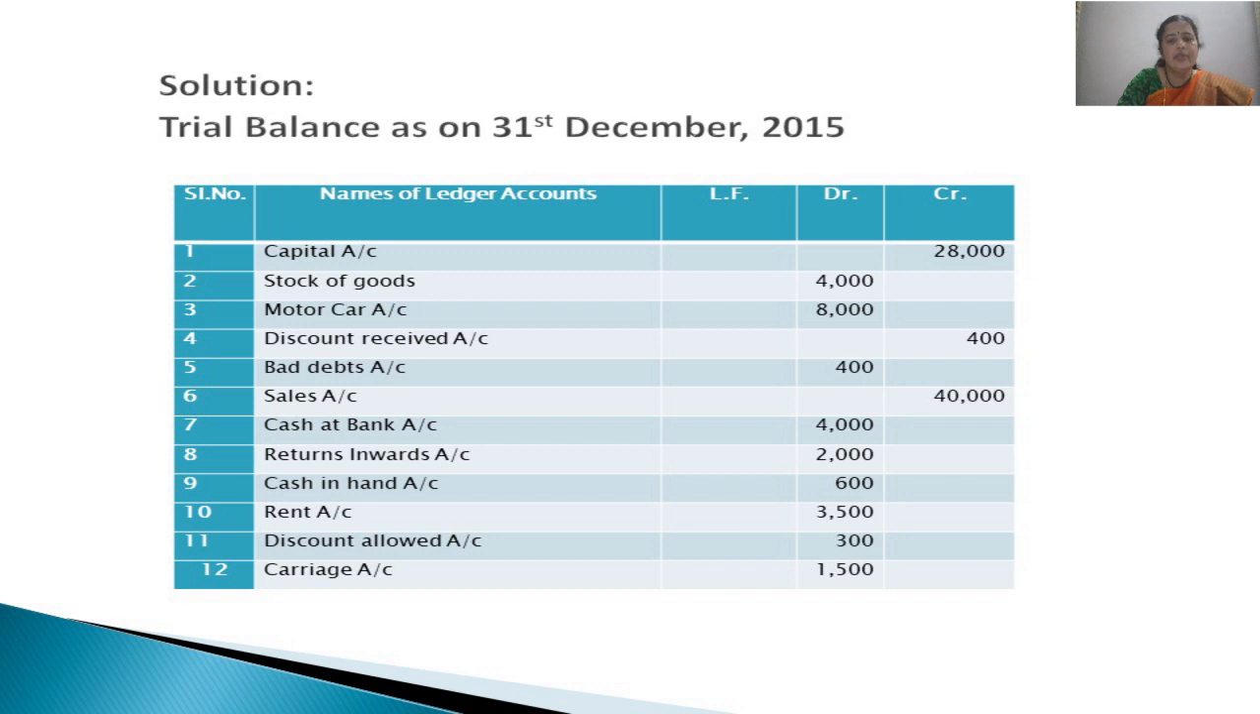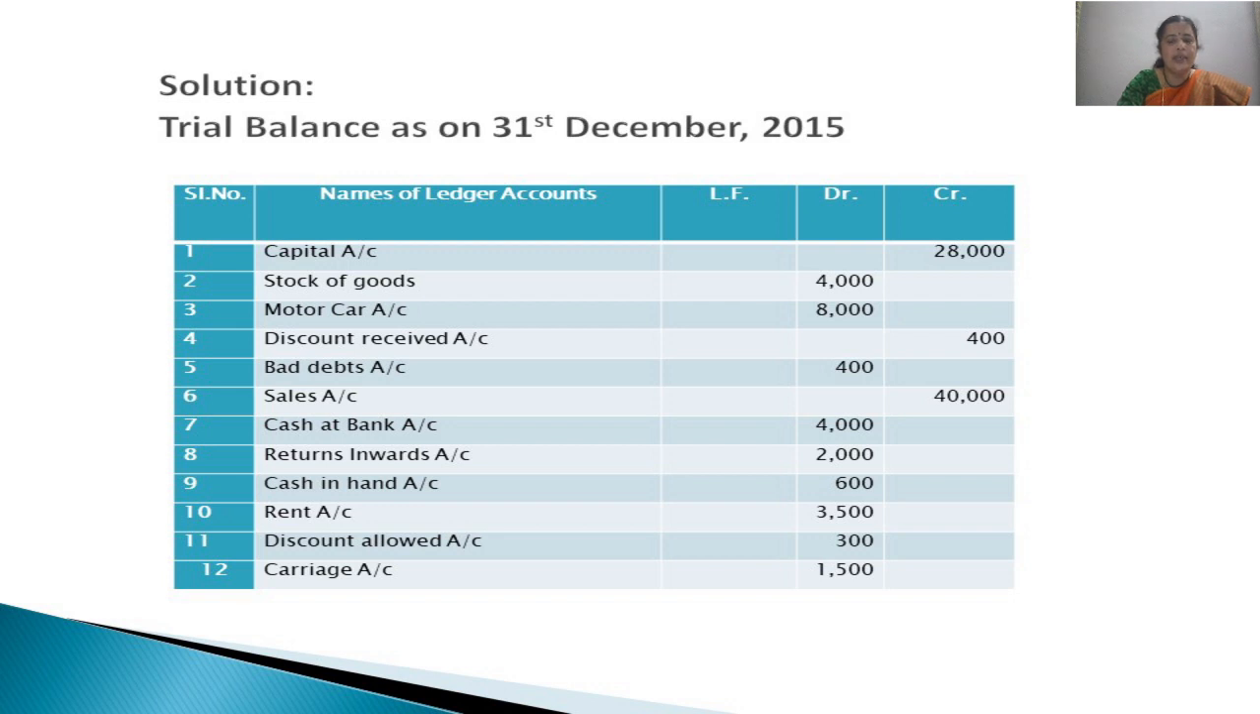See, capital account always shows credit because it's the biggest liability which you have to give back to our shareholders. Then stock account, then motor car, both are real accounts, are assets. Then discount received. If you have received any kind of discount from anybody, this is an item of income. So credit all incomes and gains. So it has to be credited.